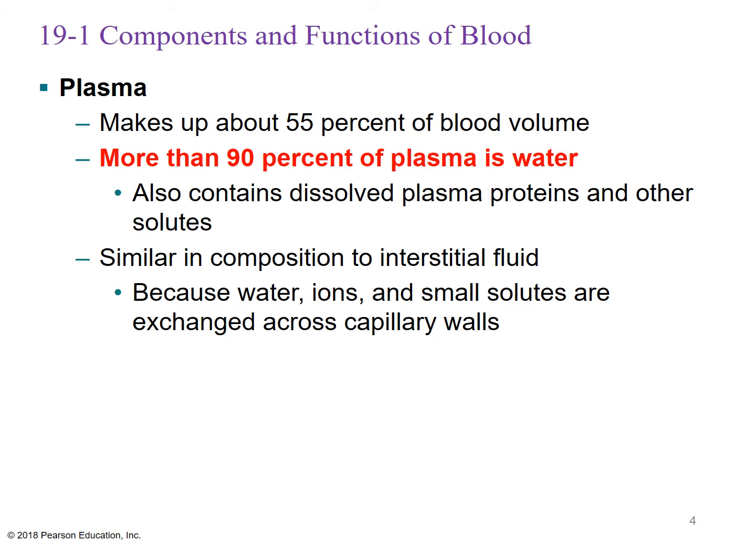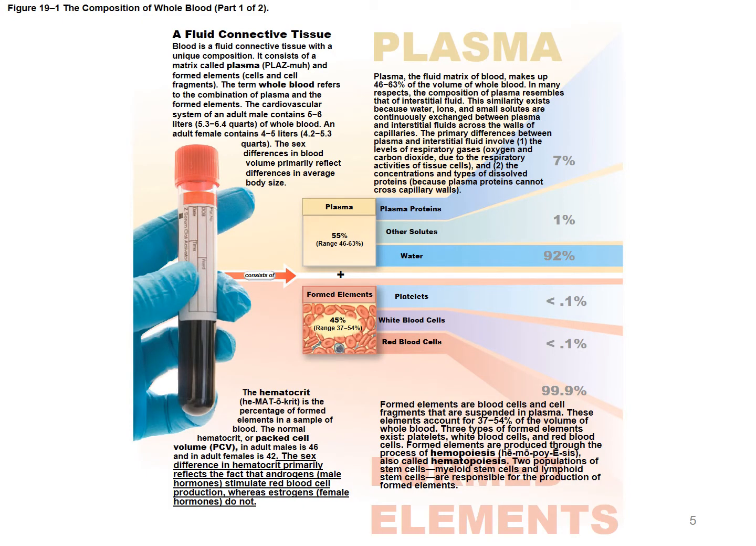Similar in composition to the interstitial fluid is this plasma, and this is because water, ions, and the small solutes are exchanged across those capillary walls. If we're looking at this picture here, you can see that within plasma we do have plasma proteins, 7%, other solutes, 1%, and then water, 92%. So we've got to have this great amount of water in order to help us create this plasma that our body is going to need.